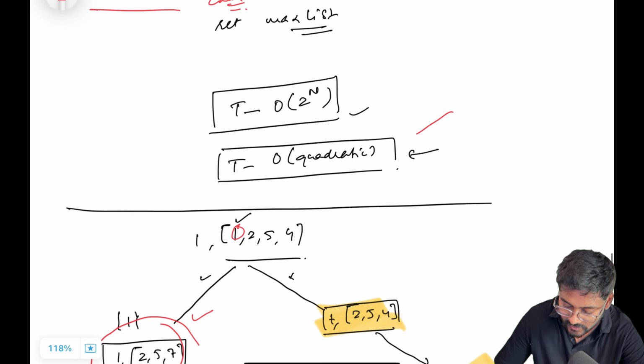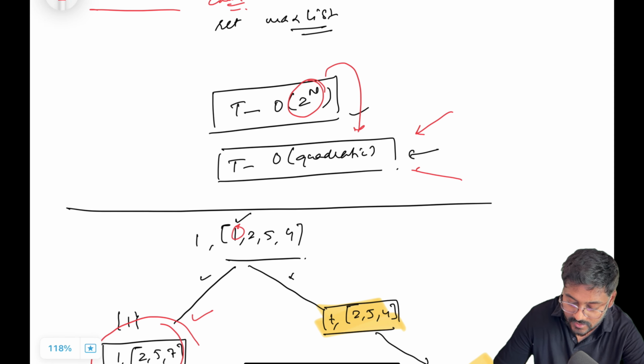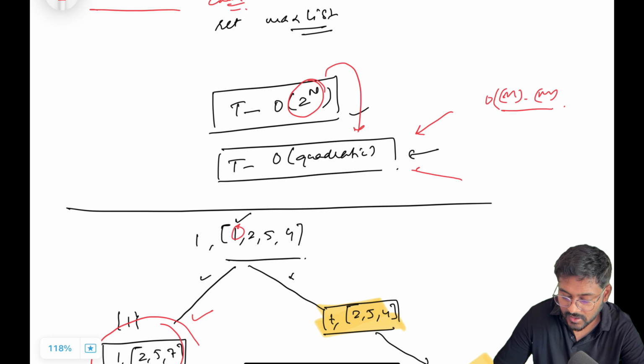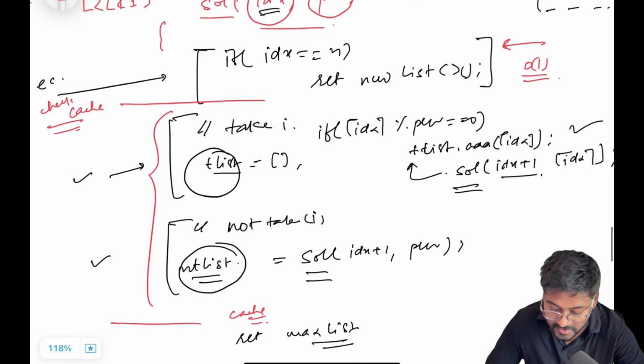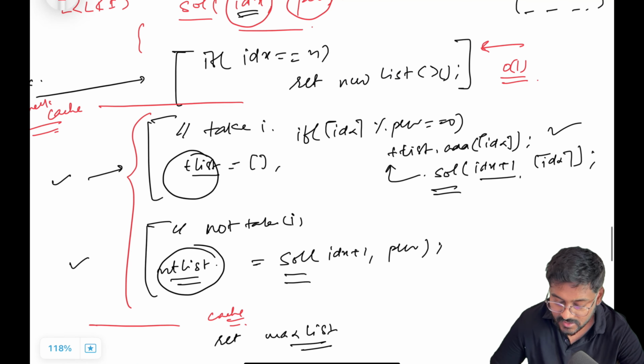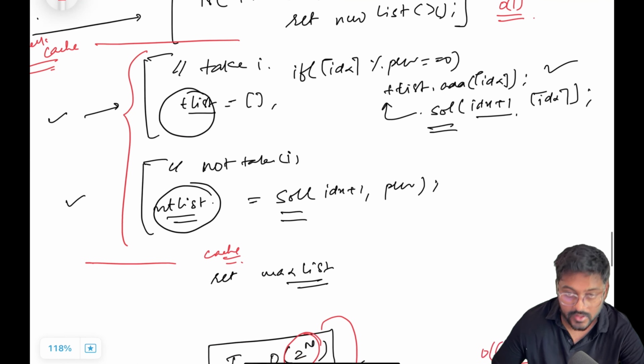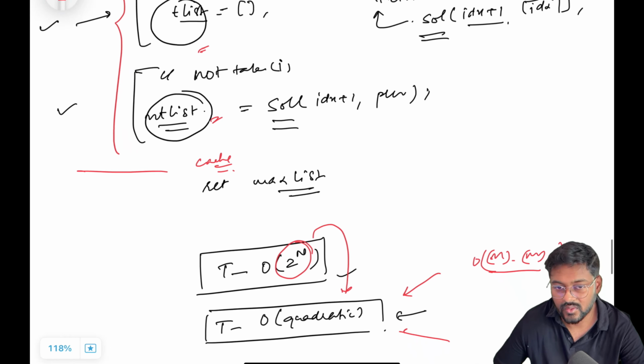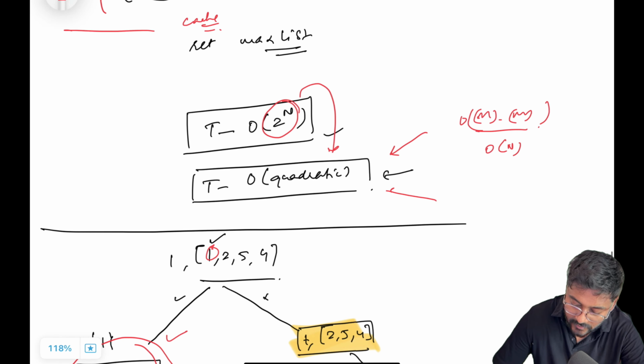And here, if we do the memoization, the time complexity is reduced from exponential to quadratic. Quadratic is the total number of possible indices times the total number of possible values of previous. So this is the time. And what about the space? Are we taking any extra space? Apart from the recursion stack, no. Yes, we are taking extra space to store our resultant list, and this list can go up to order of n. So order of n space we are also taking.